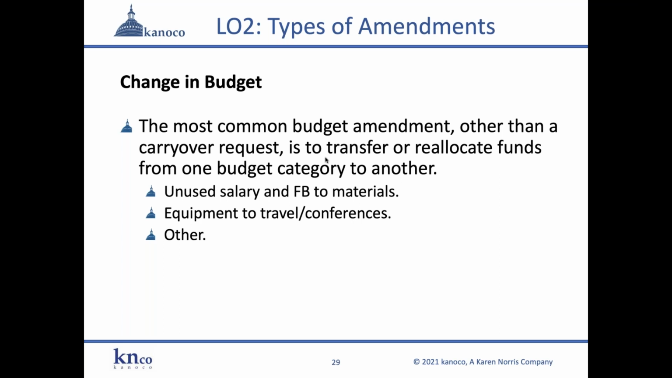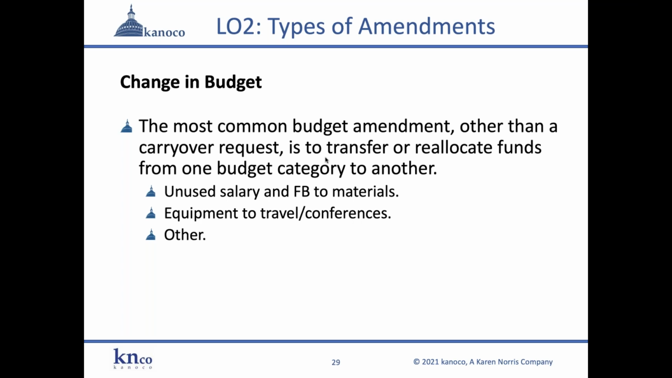A change in the budget. The most common budget amendment, other than the carryover request, is to transfer or reallocate funds from one budget category to another. Maybe there's extra salary that you're not going to be using and associated fringe benefits. You hired the project director late, it was a 2-month delay, so the salary that's sitting in there for those 2 months isn't going to be used, so you could transfer it to something else like materials and spend it that way. Or you can do a no-cost extension to extend that project so you can spend all the money and complete the activities as they've been planned.